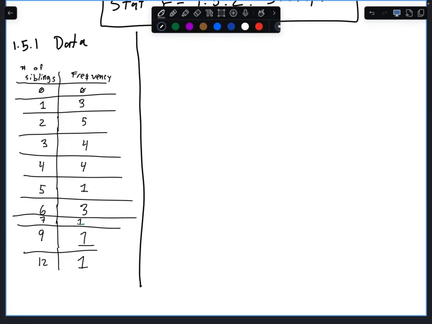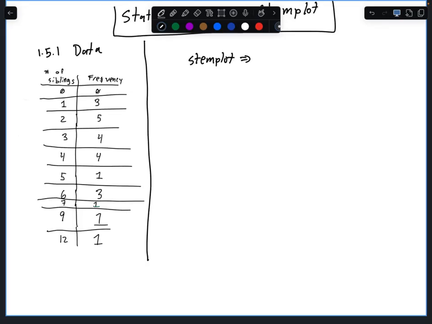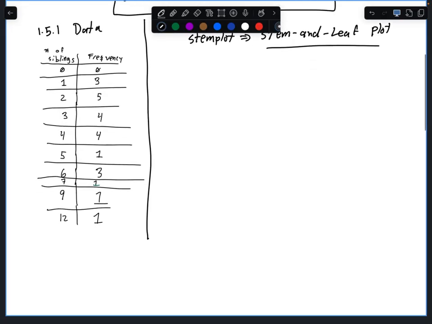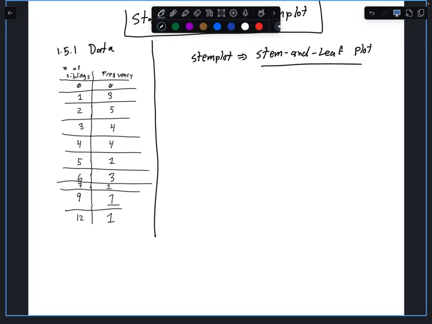So a stem plot is also known, and you might have referred to it in middle school, as a stem and leaf plot. Now we don't add the "and leaf" piece in our class in college in an intro to statistics course, but the leaves are important because we have to understand what the stems are and what the leaves are.